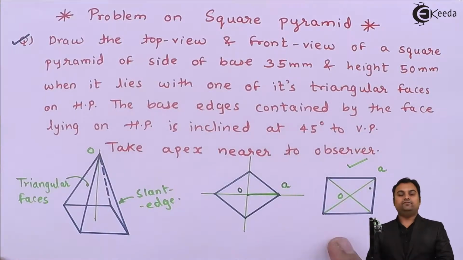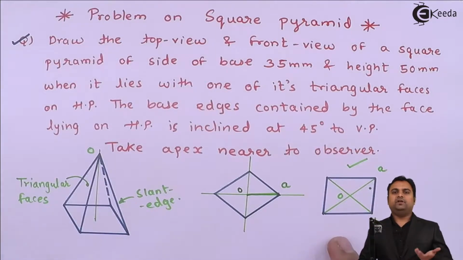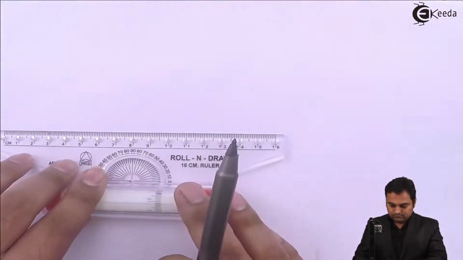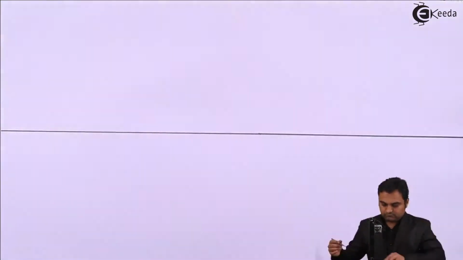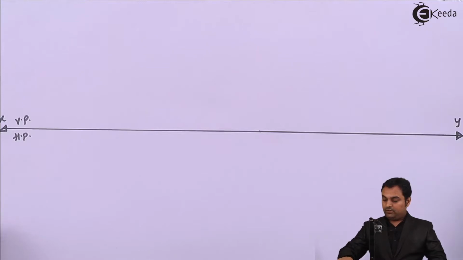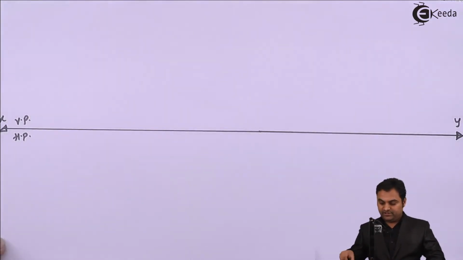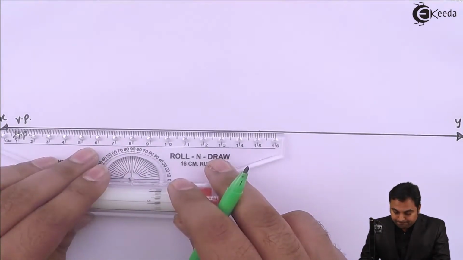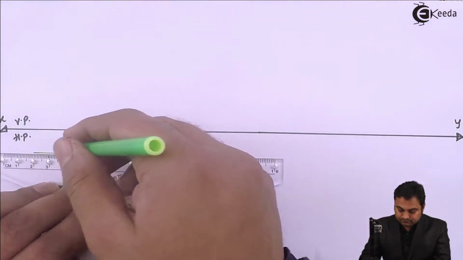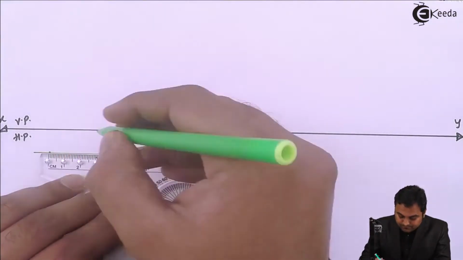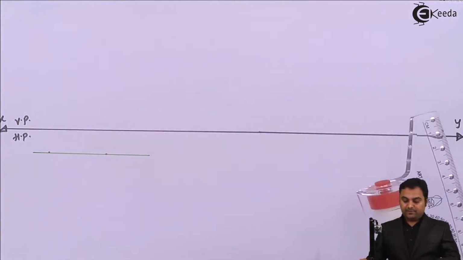So this we are going to draw first, and that too in the top view because the pyramid is resting in HP. So let us get started with the solution to this problem. So XY line, VP, HP. Now I'll draw the square in the top view because it is resting in HP. So top view will be visible in HP. It is 35 mm side. So measuring 35 mm.